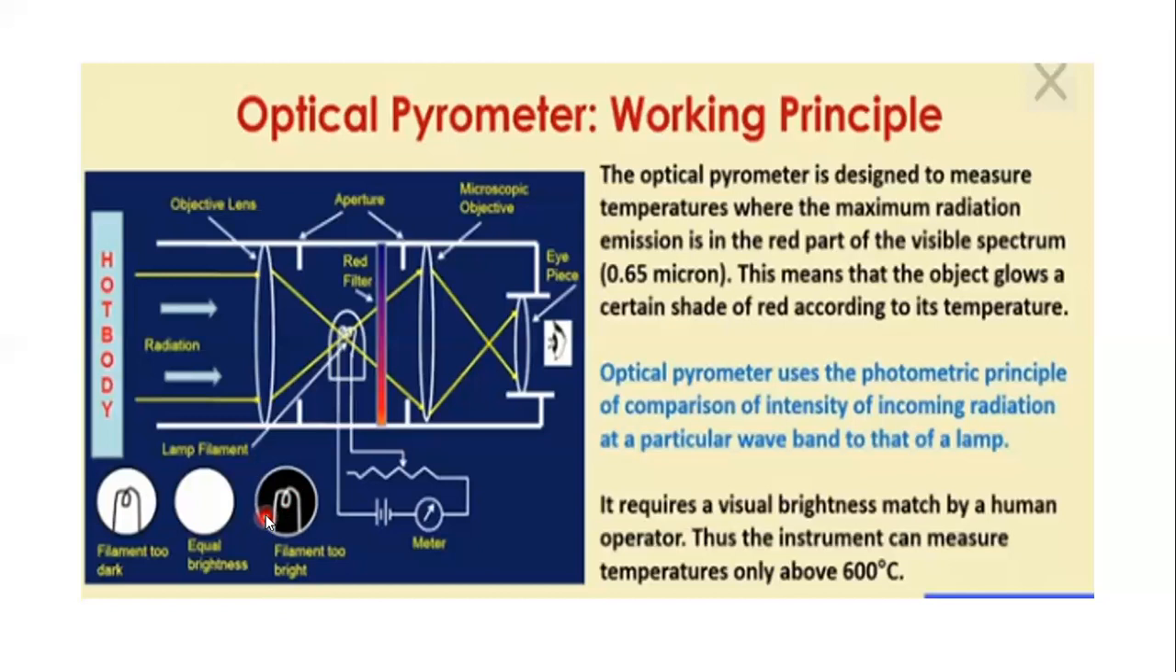When the brightness of the image produced by the source and the brightness produced by the filament are equal, then the outline of the filament disappears.